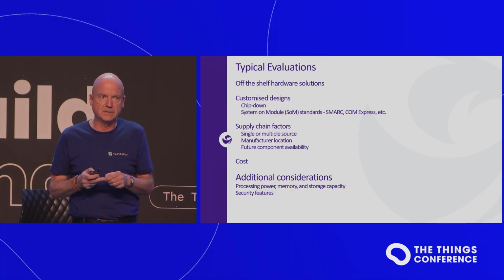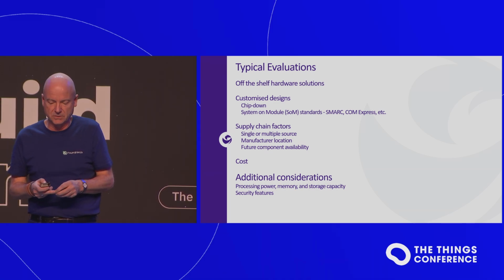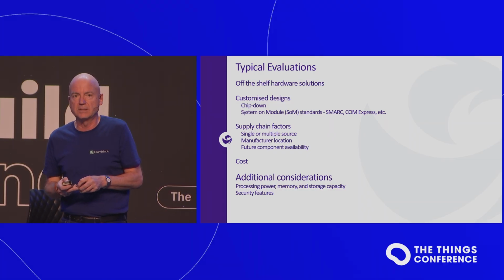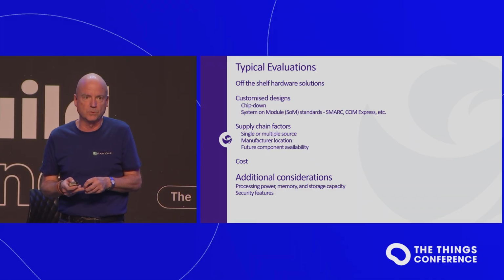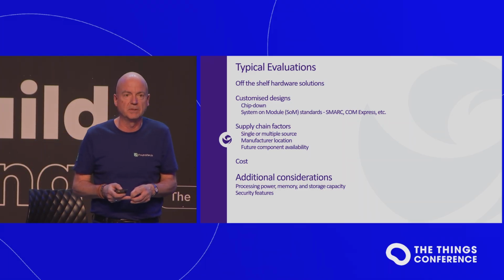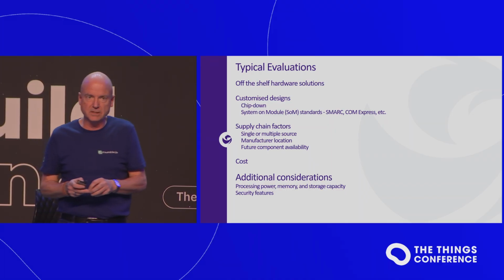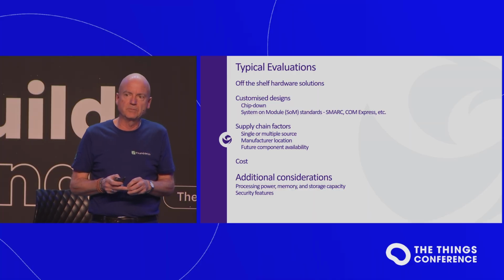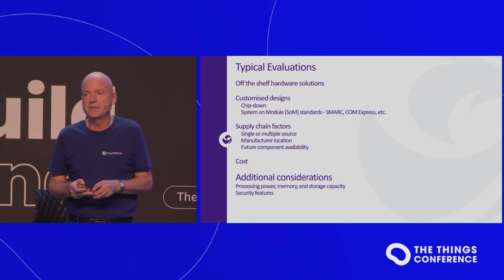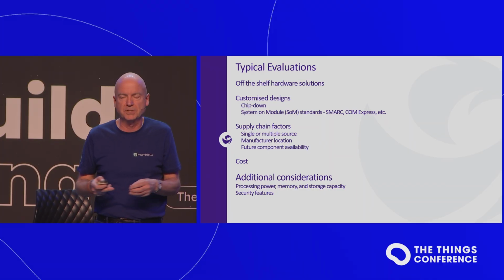Supply chain factors, single or multiple source. You may not want a single source. You may be quite happy with your single source. Manufacturer location, geopolitics. We're starting to be concerned about sourcing components from different parts of the world. So sourcing from China may be a problem depending on what's in that chip. And for Chinese companies, sourcing in America may be a problem. So you have to consider manufacturer location. And then future component availability. If you're building a product with a lifetime of 15 years, you need to know that that chip you're using today is going to be deployable or purchasable in 10 years' time.